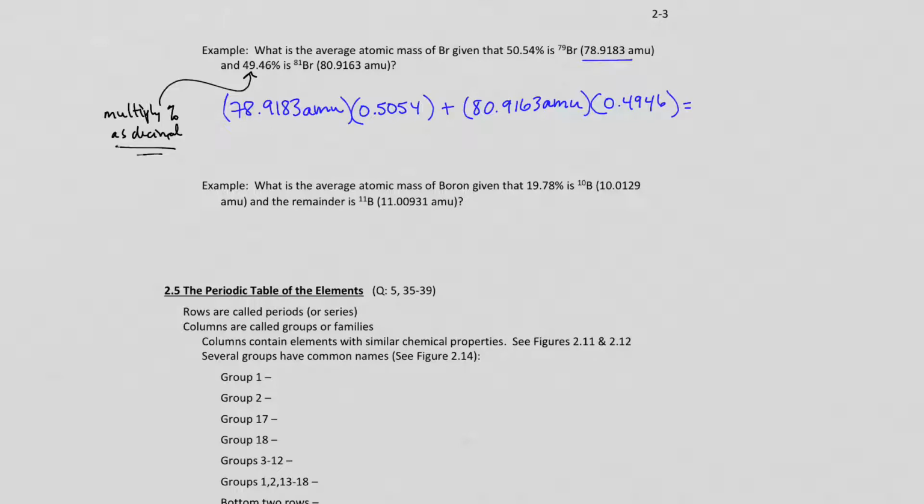So, remember, we're multiplying as a decimal. We can't have over 100% or more than we had at the start. So, when you multiply these together, you do, in fact, get 79.904, which is what you see on the periodic table. Go ahead and do the boron example yourself. Try that out. It should come up to the number that, or very close to the number that is on the periodic table. So this is how you're going to check yourself for that question.